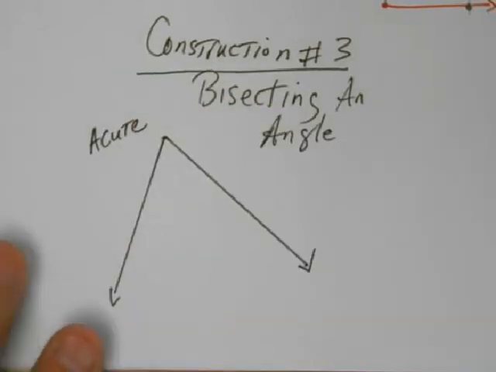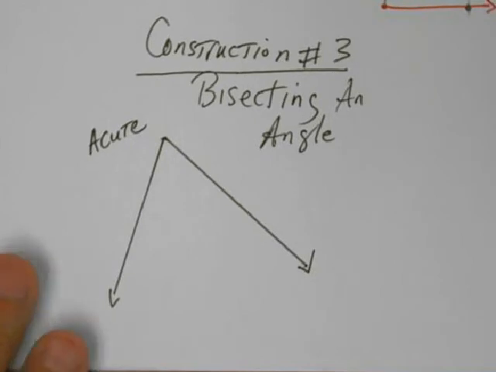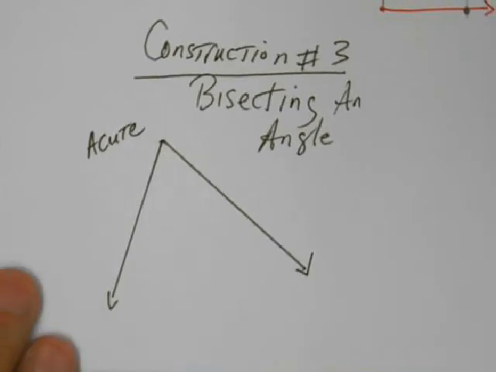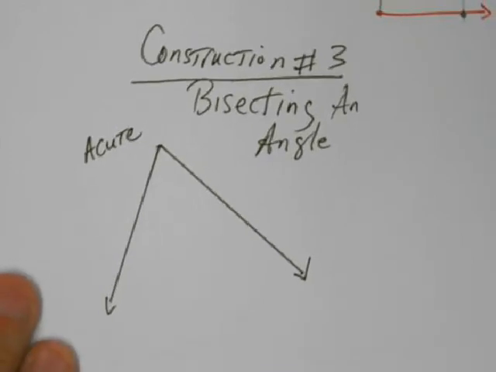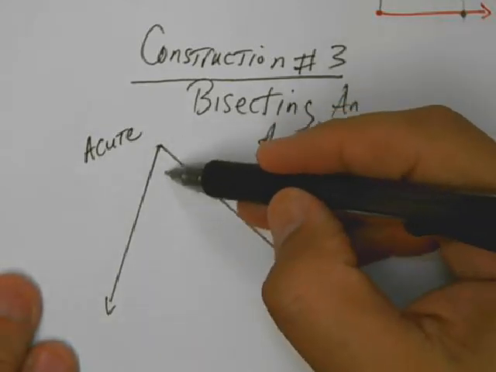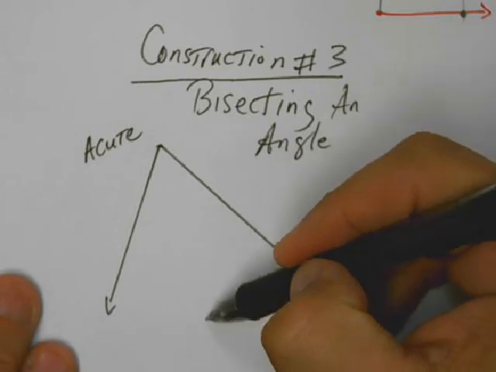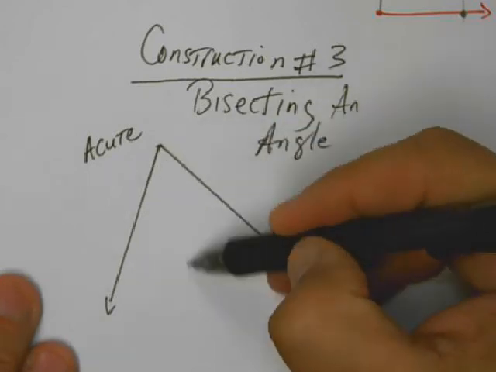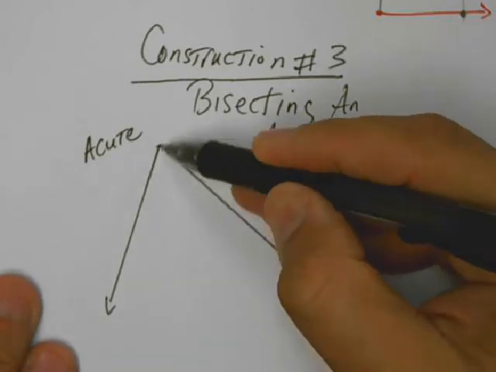And my task for construction is to bisect it, which means I'm going to cut it in half. Okay? That means if I were just guessing, it's going to come out here somewhere. Watch where my pen's going. It's going to come out here somewhere, right? Okay, here's how we do it.